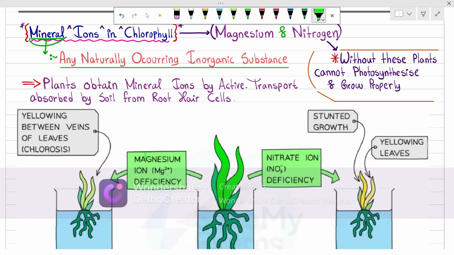Alright, what are the mineral ions in chlorophyll? In our syllabus, there are two mineral ions present in chlorophyll, magnesium and nitrogen. Mineral is any naturally occurring inorganic substance. Without these, the plant cannot photosynthesize and grow properly. So plants obtain mineral ions by active transport, absorbed from the soil by root hair cells. Root hair cells absorb mineral ions by active transport. Active transport is the movement of molecules from a low concentration to a high concentration using energy from respiration.